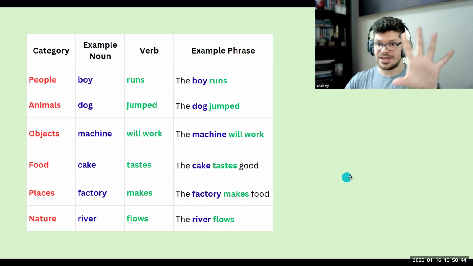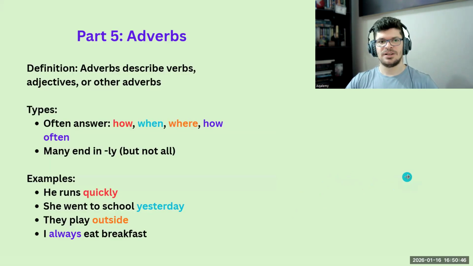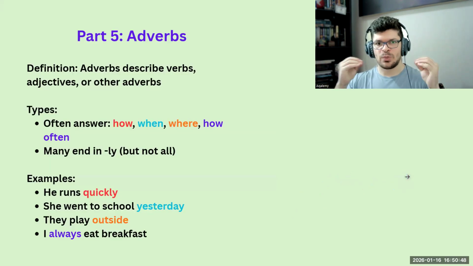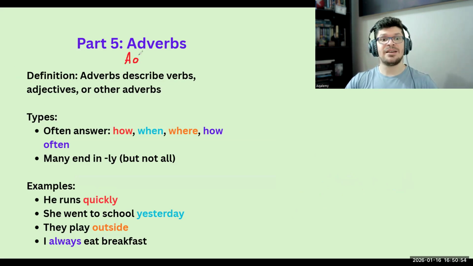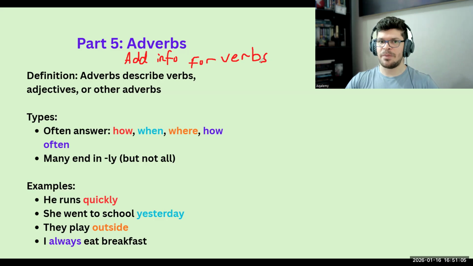I hope you understand these examples. We look at adverbs, which is the last piece. Adverbs, think about adjective. We add, it means information. We give extra. We add information for verbs. Now, we have different situations for adverbs.